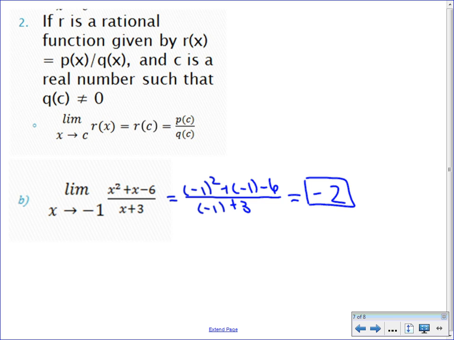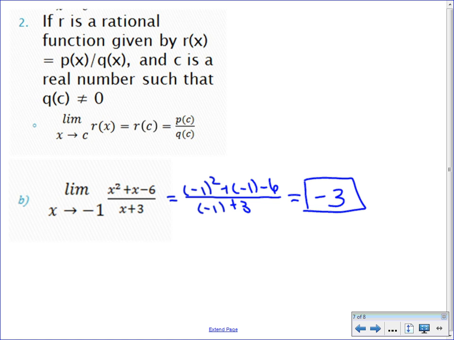Three? I'm just, you guys are telling me. 3? -3 though? Okay. We're in disagreement. Isn't this 1 minus 1? Yes. So we have -6 over 2.